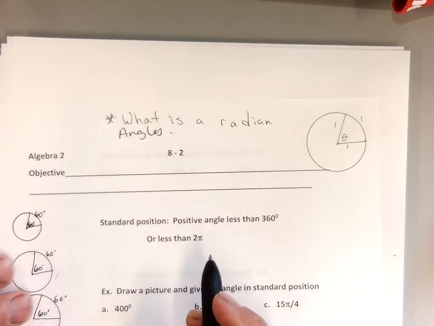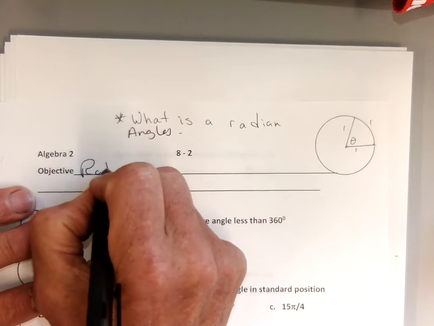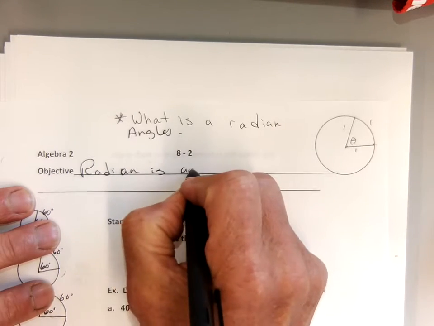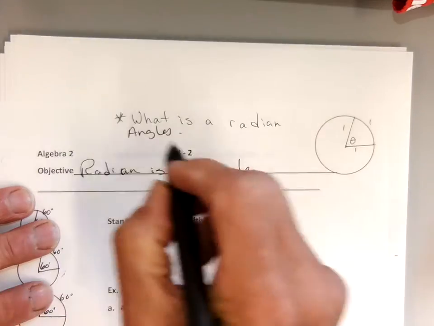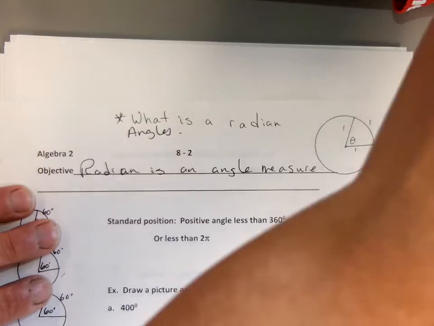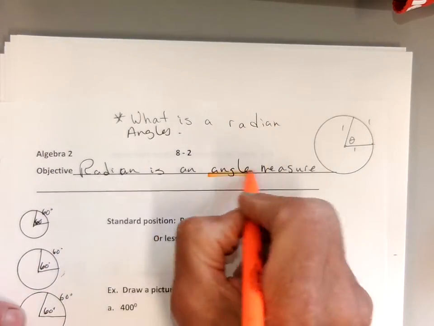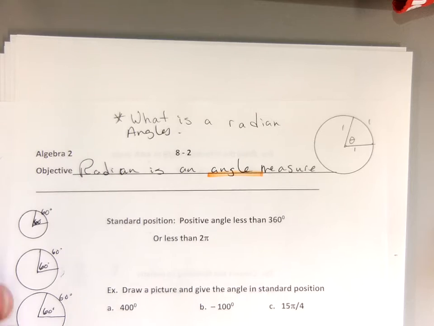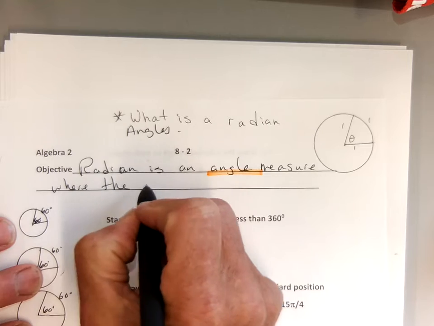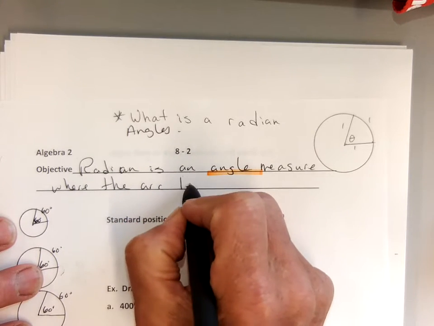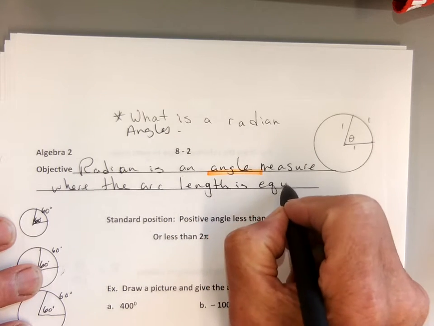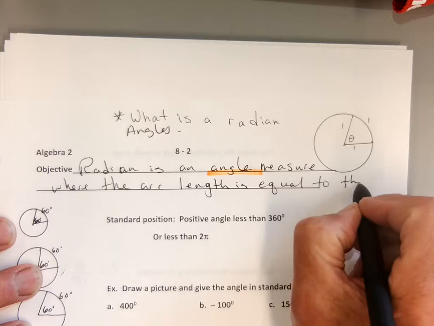So a radian is an angle measure. Okay, write that down. A radian is an angle. I'm going to highlight angle because it's an angle. Okay, radians are where an angle measure where the arc length is equal to the angle.